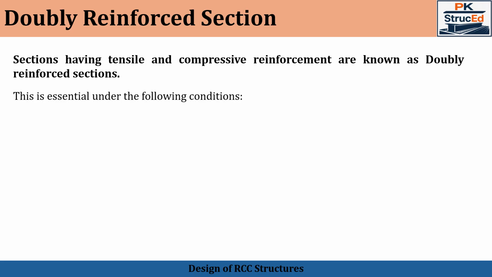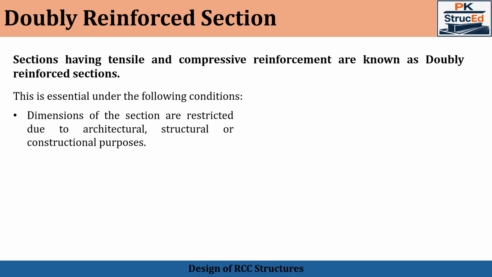Now let us understand why we need a doubly reinforced section. First, restrictions on beam dimensions. Sometimes beam depth cannot be increased due to architectural limitations or headroom requirements or floor to floor height restrictions. In such cases, the additional moment is resisted by compression steel.